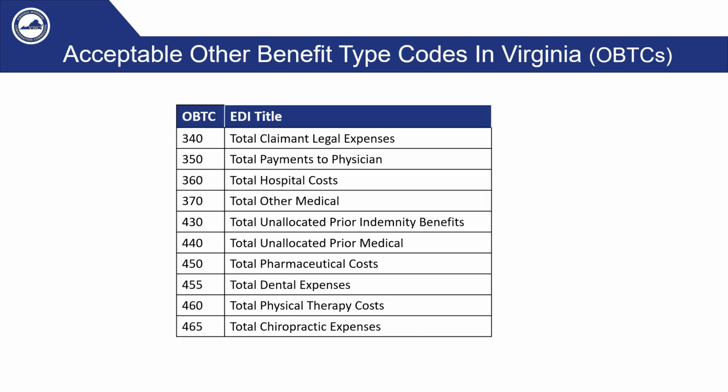This chart shows Virginia's acceptable other benefit type codes. A few codes we would like to point out are 340, which should only be used when reporting claimant's attorney fees that were not deducted from compensation. 430 and 440 are used in cases of acquisitions and sum up the total of indemnity and/or medicals paid by the prior claim administrator.